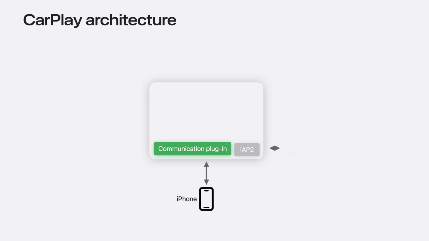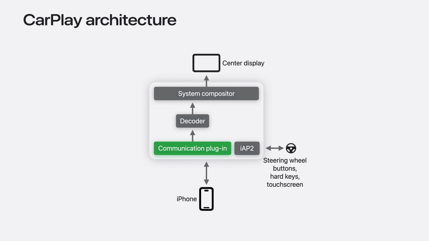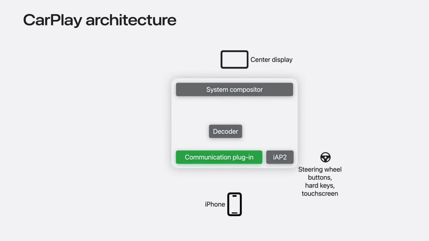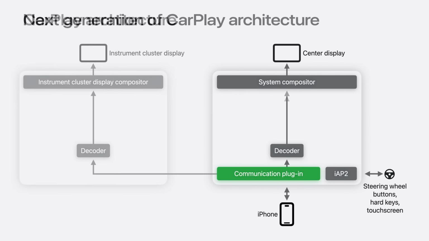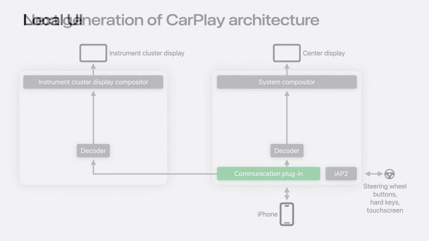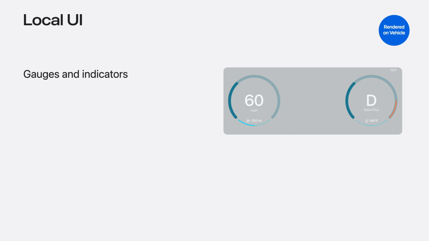So what does this mean for the architecture? From what was a single display, we now need to display content on additional displays. There's not much new here. In principle, this is already supported in CarPlay today. So what's next? Well, next is Local UI. Local UI is a little bit more interesting. It actually shows driving-related gauges and indicators.